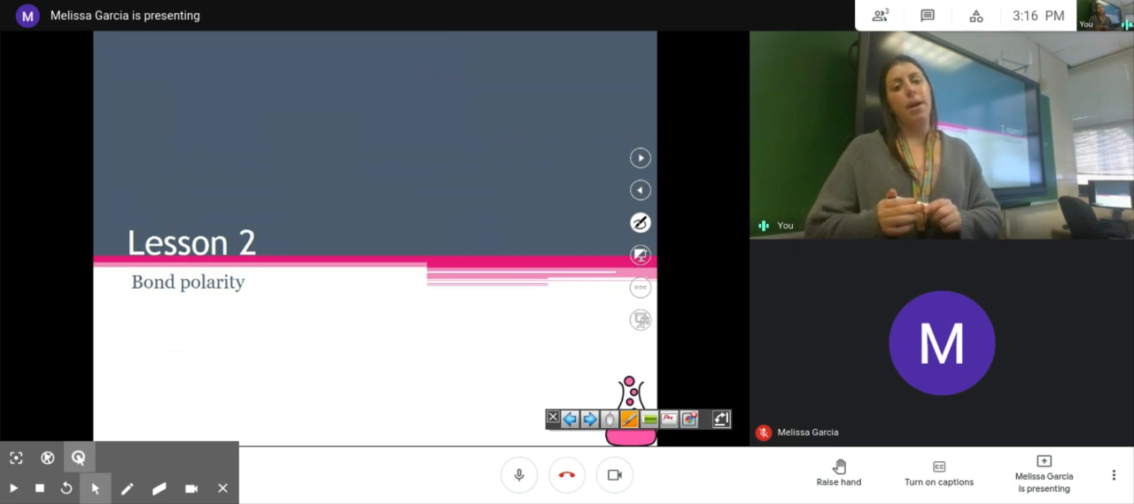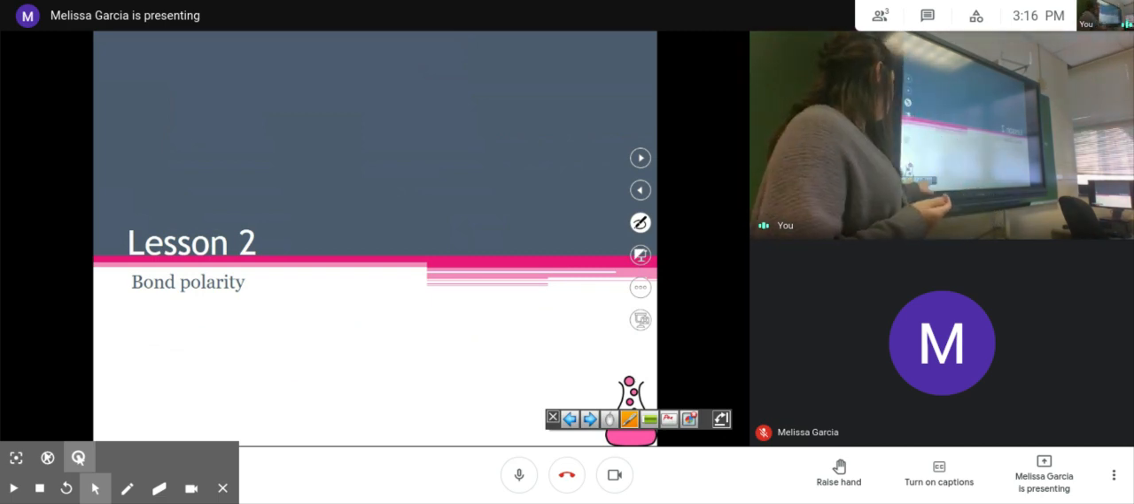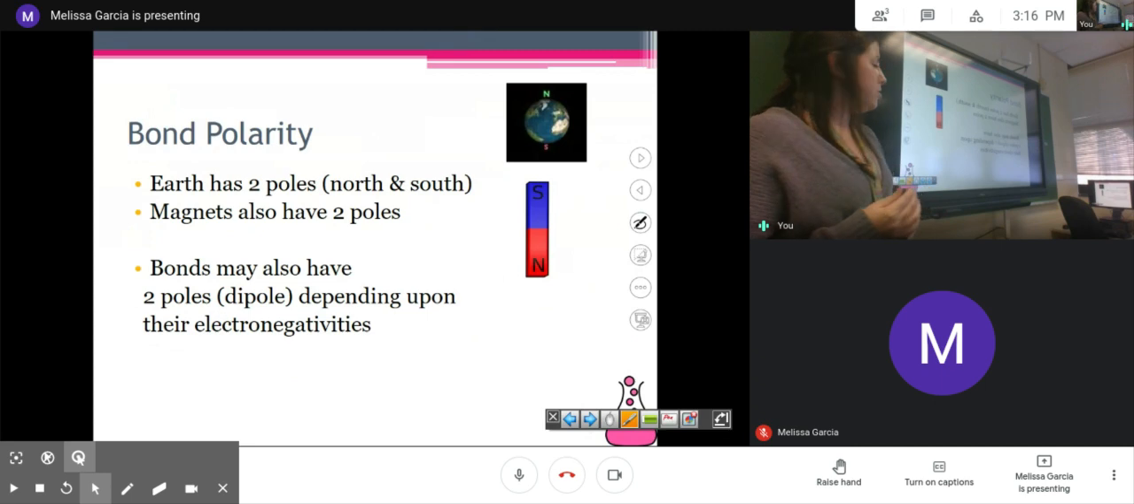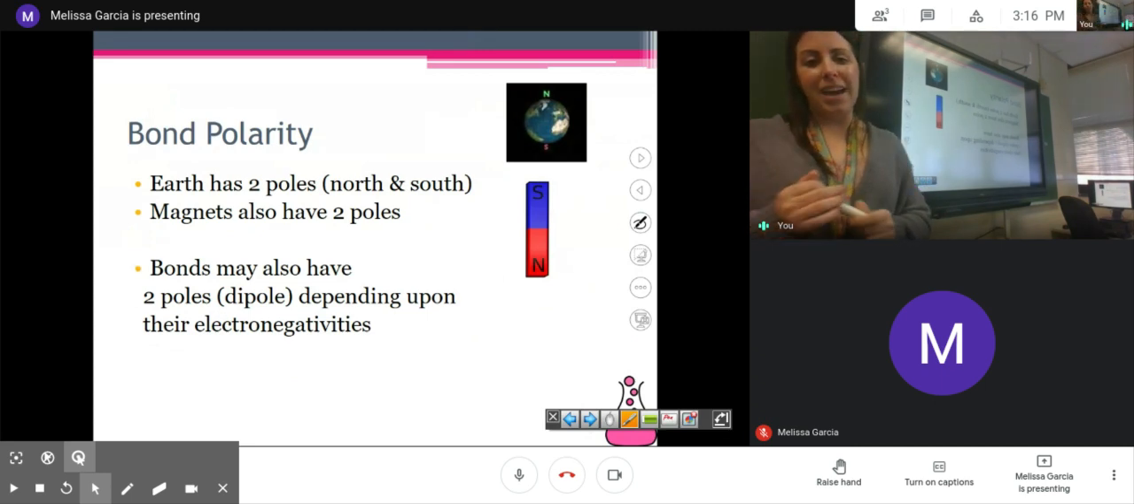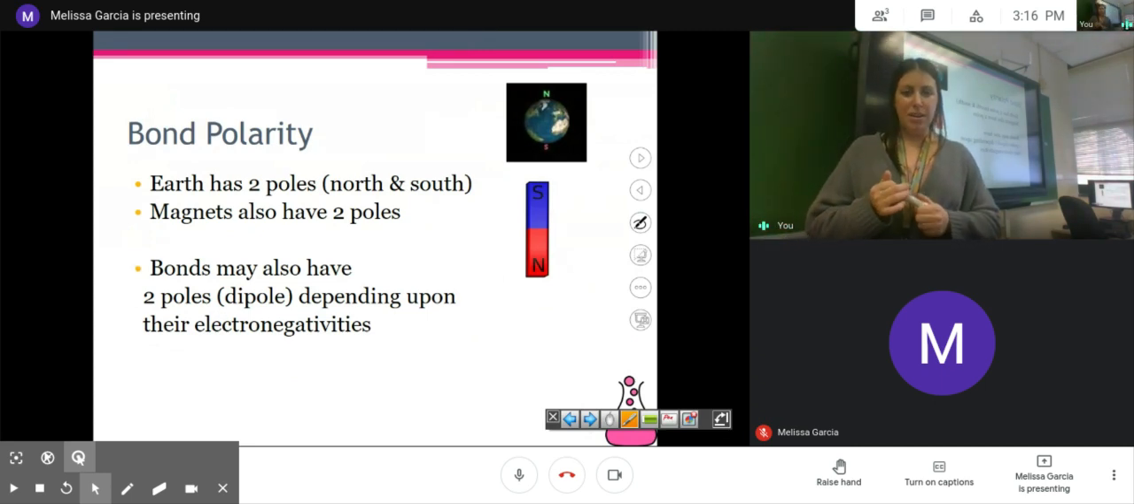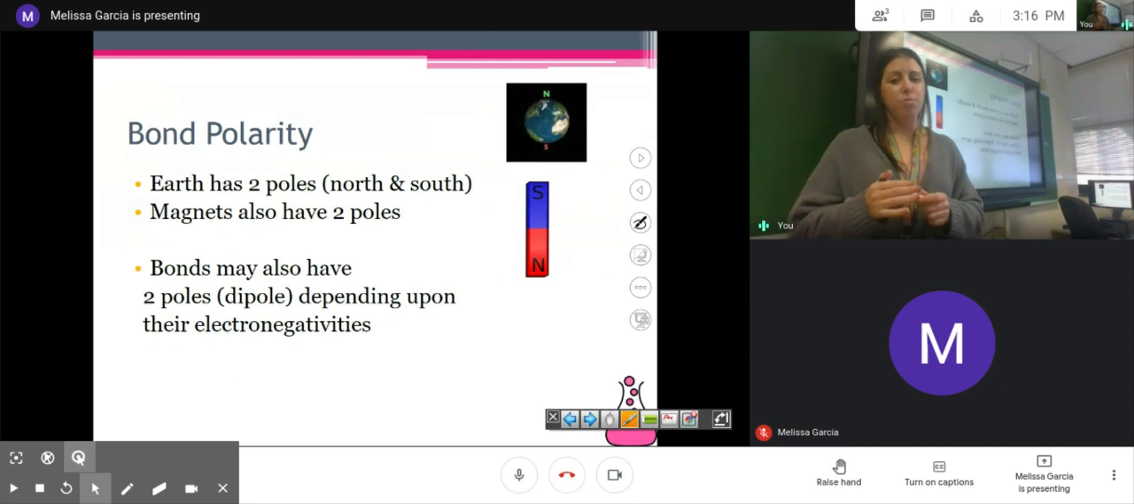But we're going to be talking about bond polarity in lesson 2. So in looking at lesson 2, okay, every bond is going to have a certain degree of polarity to it. What do we mean by polarity? Well, it's kind of like the poles on Earth. You know that Earth has 2 poles, right?